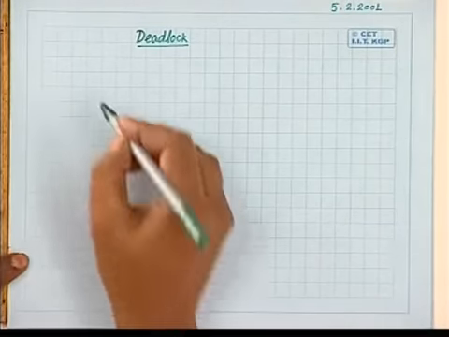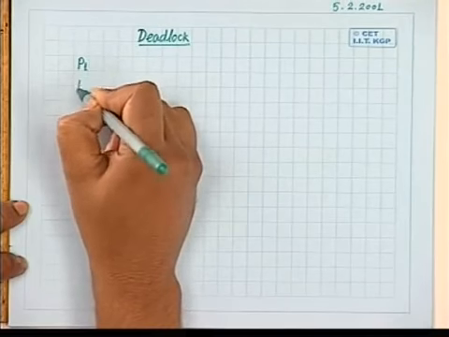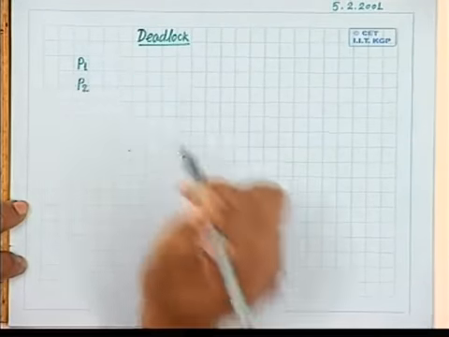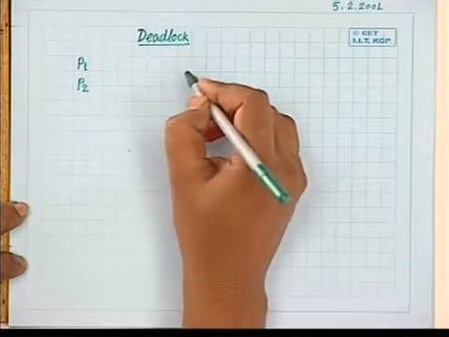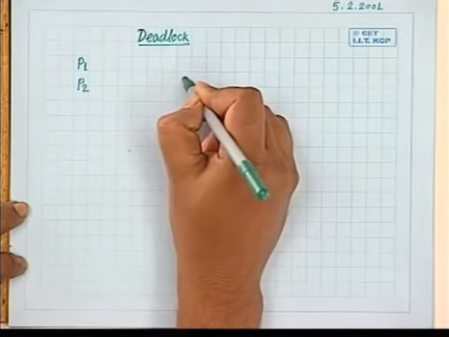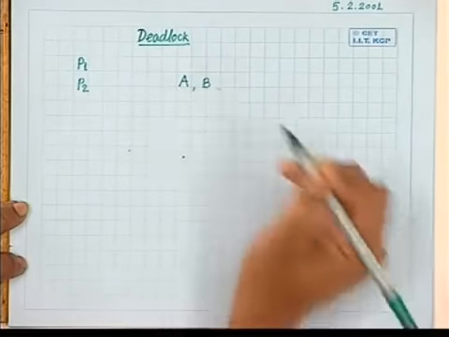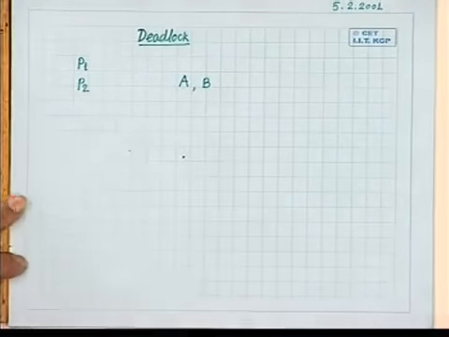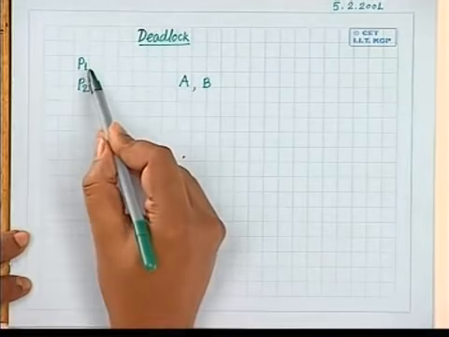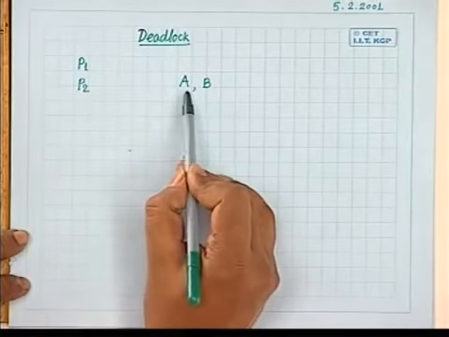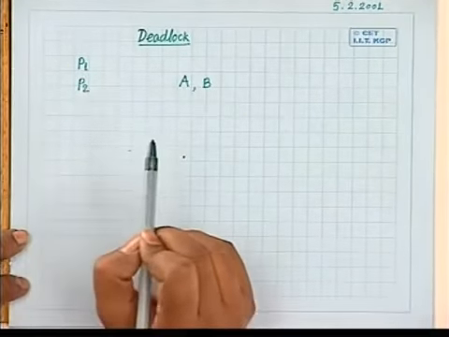Suppose we have two processes in the system. We call these processes P1 and process P2. And in the system, we have two resources, resource A and resource B. A simple situation like this. We have only two processes, P1 and P2, and only two resources, A and B, in the system.